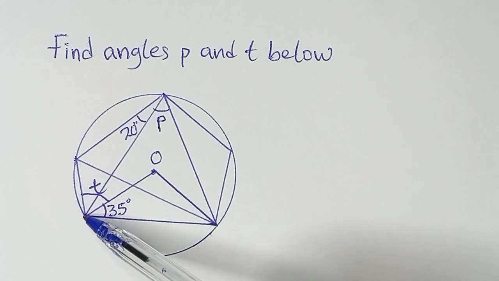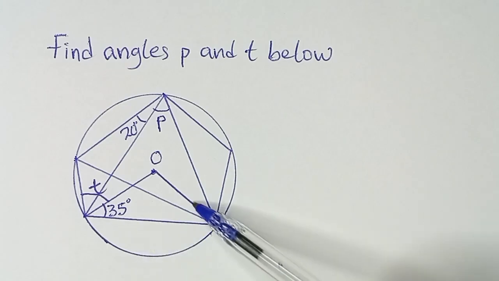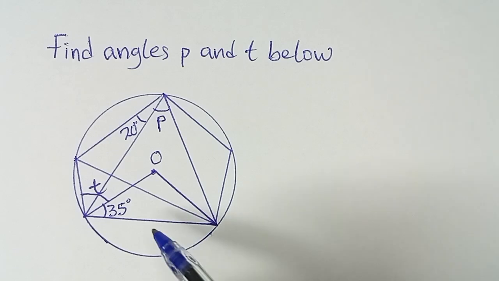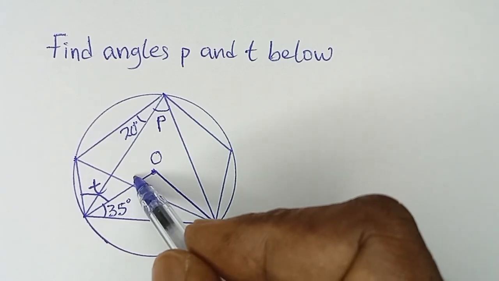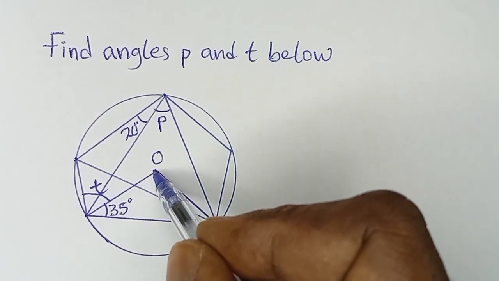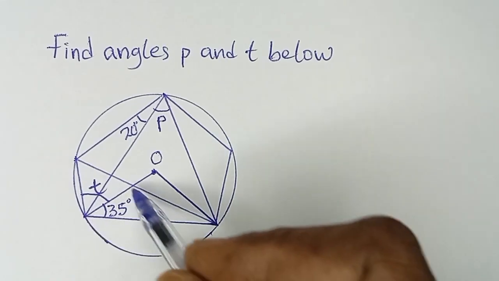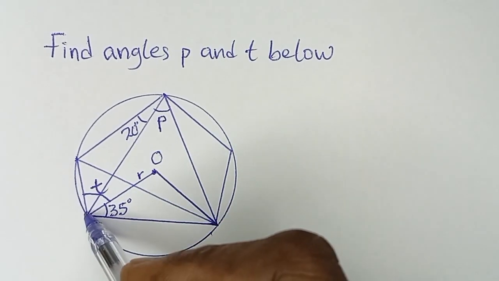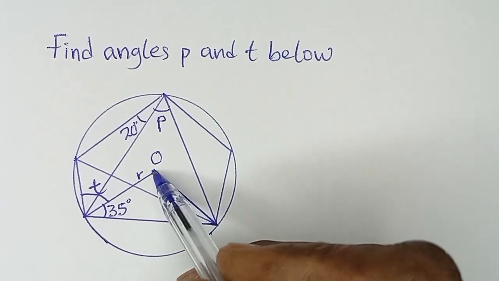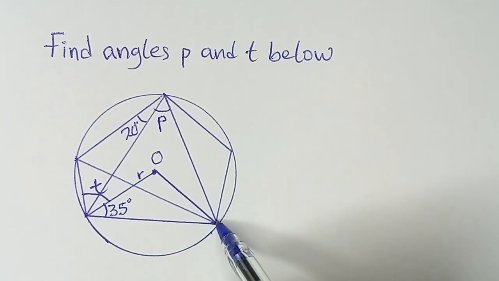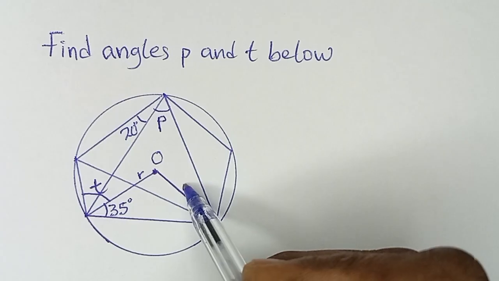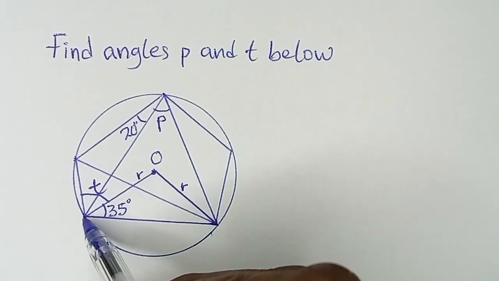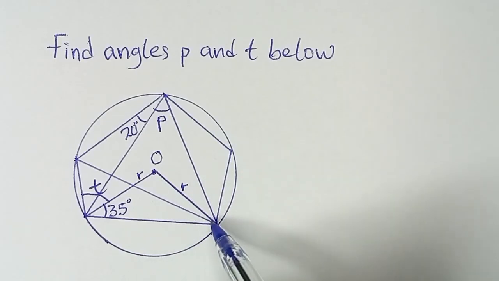With respect to this triangle, let's analyze this triangle. If you look at this triangle, I have this distance from the center to the circumference as the radius of the circle. Don't forget the distance from center to circumference is radius. Then I also have distance from center here to the circumference as radius. So this line is a radius and this line is also a radius. That means these two lines are equal.